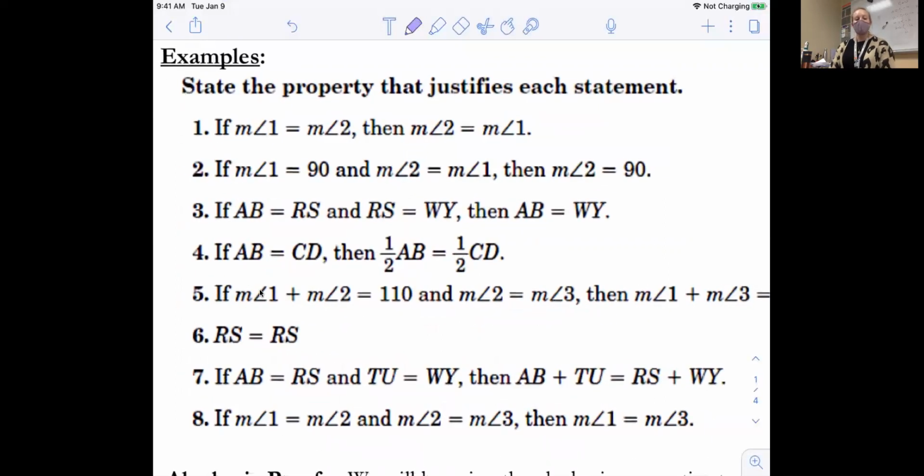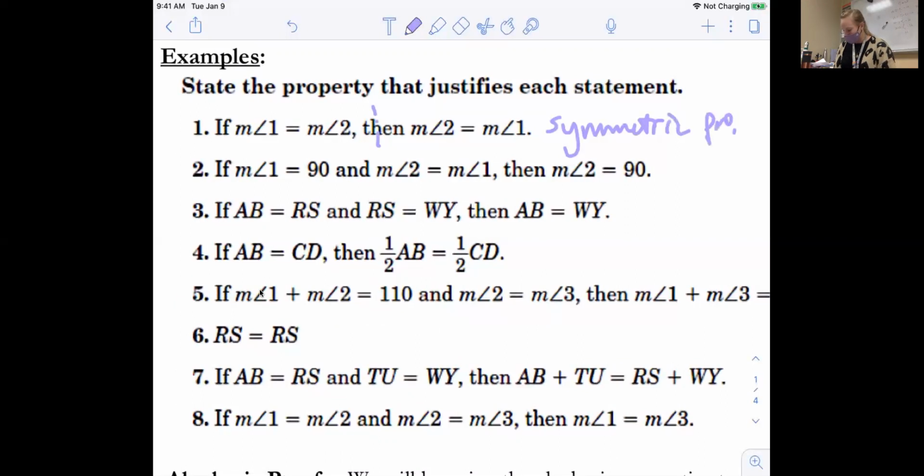So if measure of angle 1 equals measure of angle 2, then measure of angle 2 equals measure of angle 1. We had those, and they just flipped. They switched places. The flipping one is our symmetry.